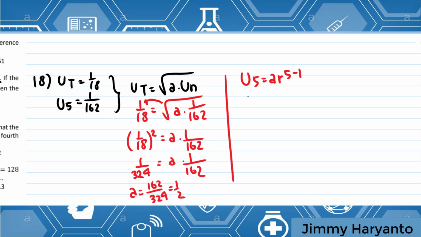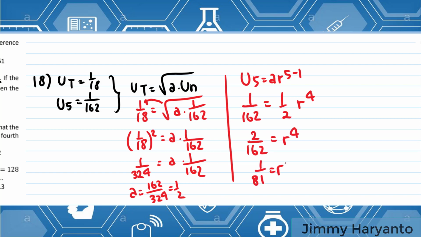The u5 is 1 over 162. A is half. We don't know the ratio, and then ratio to the power of 4. Move the 2, it will become 2 over 162 equals r to the power of 4. 1 over 81 equals r to the power of 4. Move the 4, yeah, it will be the fourth root. 1 over 81 equals r.